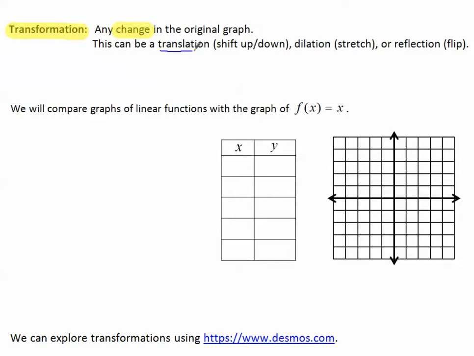This can be a translation, which means to shift up or down, like I take the picture of a heart and I shift it down. I translate it down. That's a translation. A dilation, which is a stretch or shrink, I take the picture of a heart and I increase it in size. I've stretched the picture, I've made it larger. Or a reflection, which is a flip. So I take my original picture of the heart and I flip it upside down, for example.